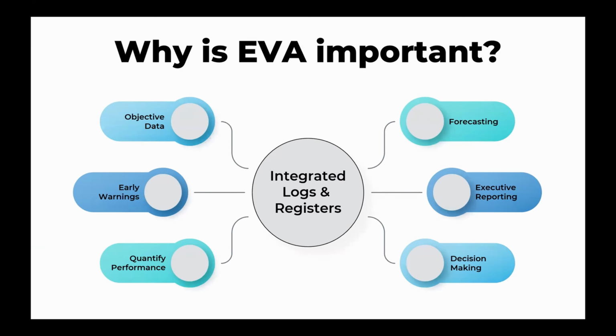Most importantly, though, EVA gives project managers the ability to say, here's what's happening, and here's what may happen if we stay on this trajectory. And since EVA is mathematical, it removes ambiguity and emotion from status discussions, which is extremely important when you're presenting project status to leadership.